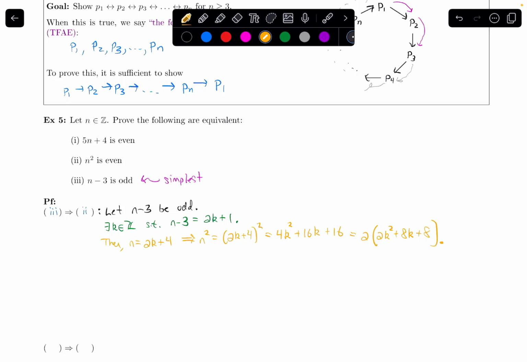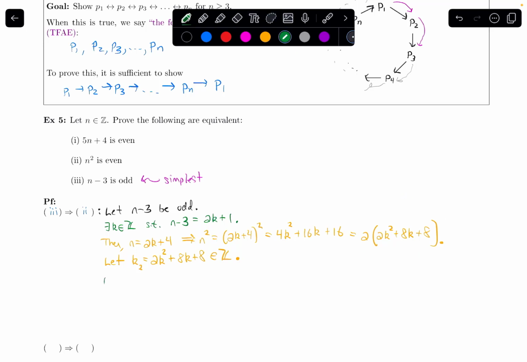I'm going to let this, well, I can't call it k again because I already have a k in the problem. So maybe I'll call this k2. Let's let k2 be equal to 2k squared plus 8k plus 8. So that is an element of Z, meaning it's an integer. Again, because I'm just multiplying and adding integers together to get this number. Okay, so now we can restate what n squared ends up equaling using this relabeling.